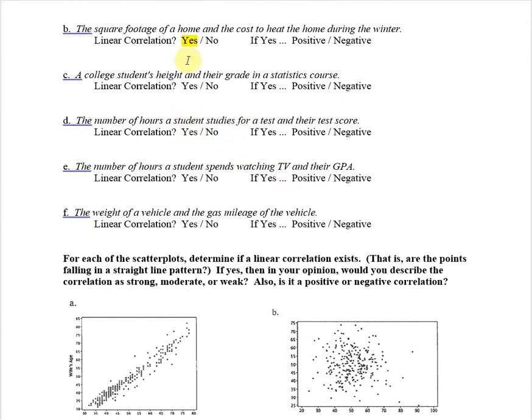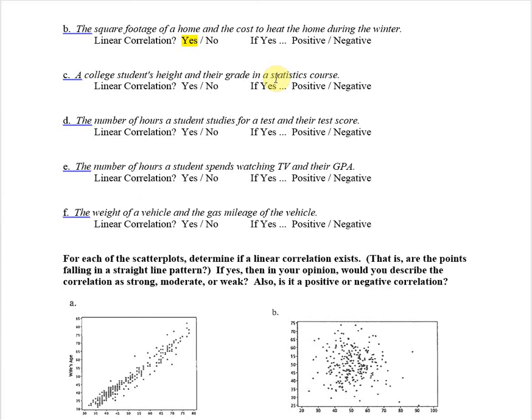This one I love. A student's height and their grade in their statistics class. So you've got to ask yourself, do I think that taller people will have better grades? Or do I think that as people decrease in height, so as you get shorter, you'll have a better grade? Because that would be a negative relationship.